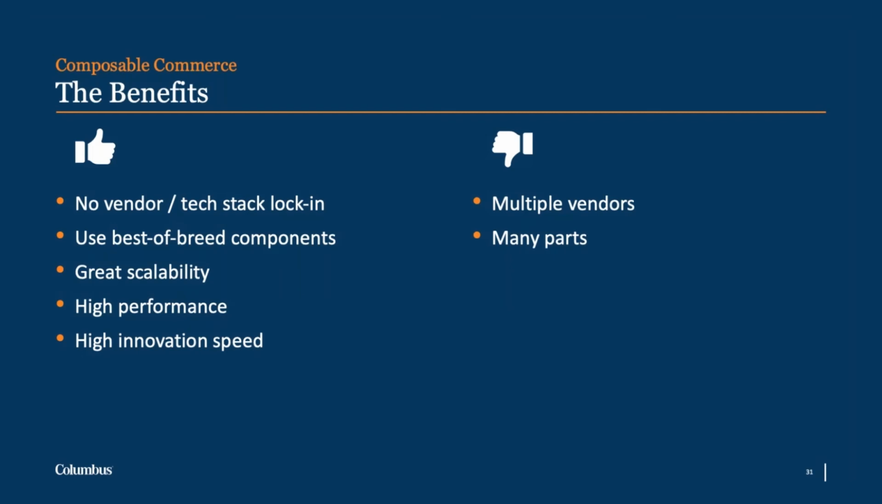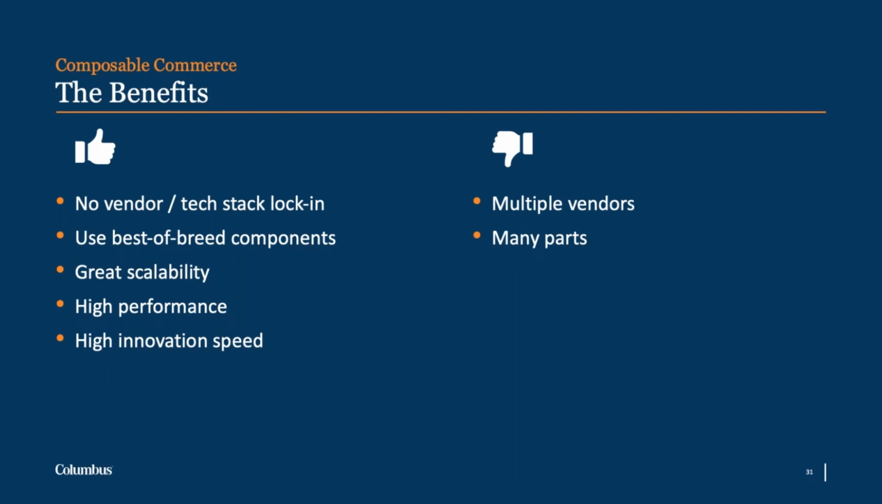So looking at the pros and cons with Composable Commerce, and if we compare it to the monolith, we are no longer locked into one vendor or one technology stack. So with this freedom, we are now able to choose best of breed components, regardless of whether they are written in Java, C# or anything else. You get great scalability, where each part of the solution can be scaled independently. You get high performance. Since you now work with smaller pieces, you also can innovate faster, both on the front-end side and the back-end side.